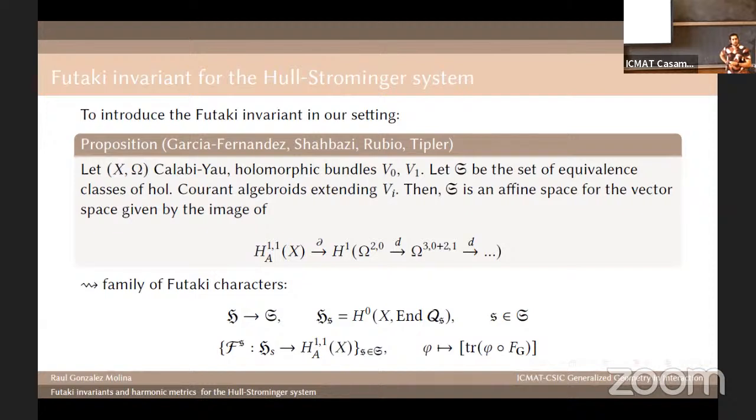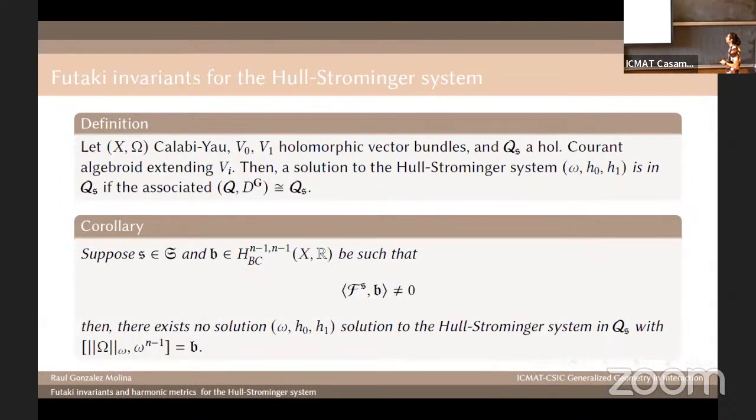Sorry, how should I think about this set of equivalence classes? What is it coming from? Is it like this del omega? Yes, there's this classification result. Del is an operator that is well defined at the level of cohomology, and you just take the elements in the image of this map. The classifying space is an affine space modeled on the vector space that is the image of this map.